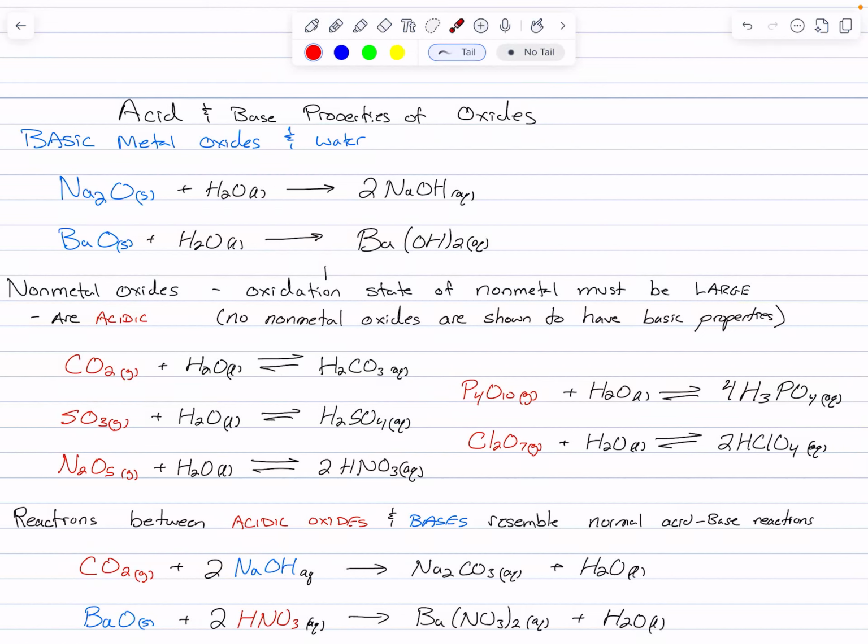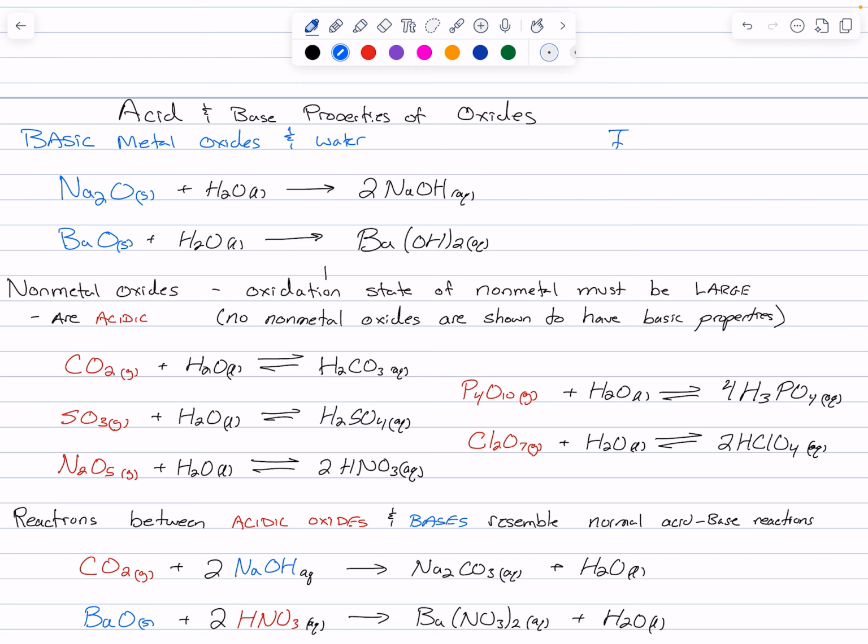Hey guys, welcome back. We're going to talk about acidic and basic properties of oxides. These are compounds, obviously, with oxygen in them. When they have oxygen, are they acidic? Are they basic? A lot of group 1 and group 2 metals are basic. And there's a couple other ones.